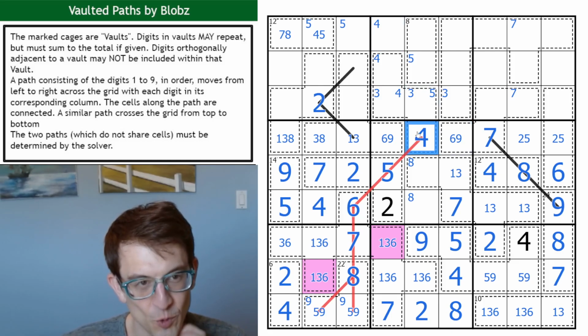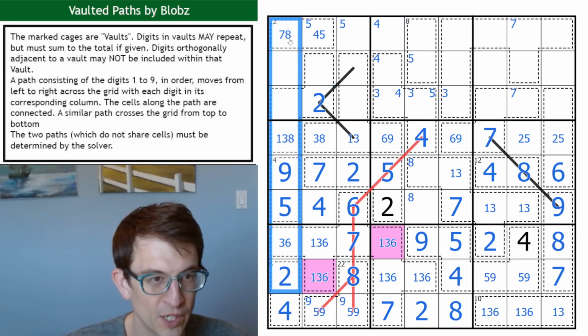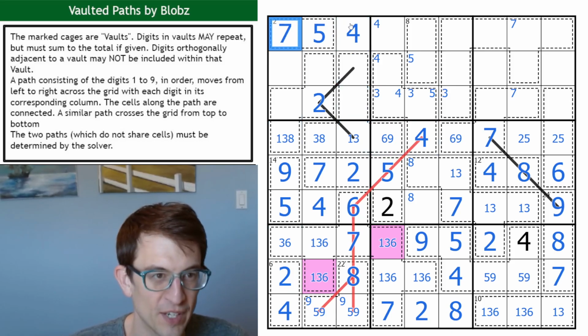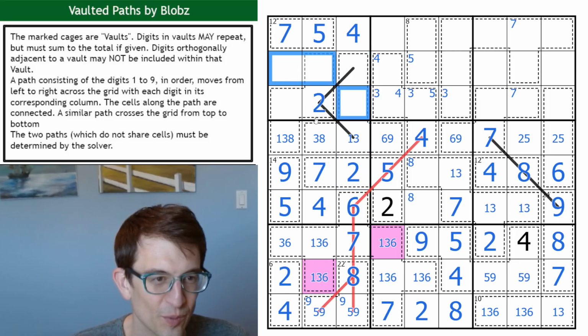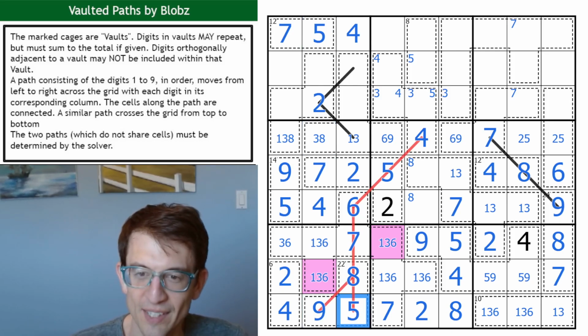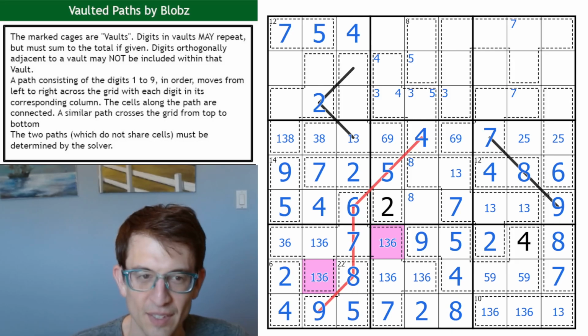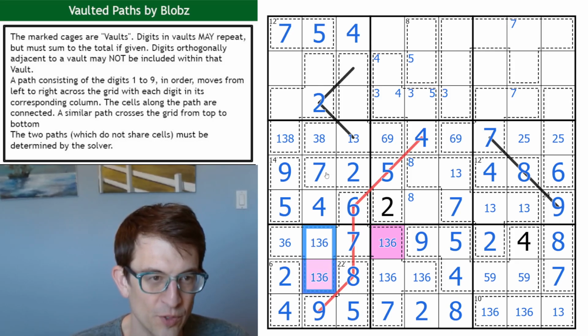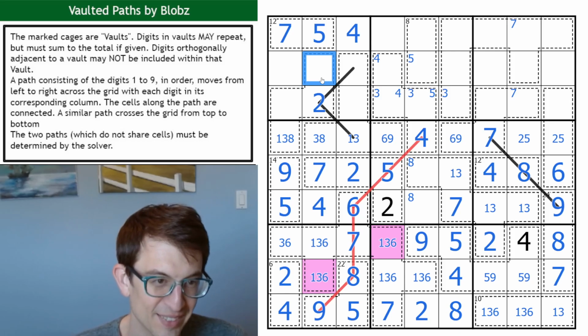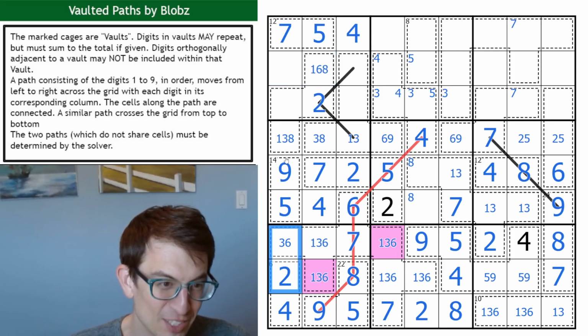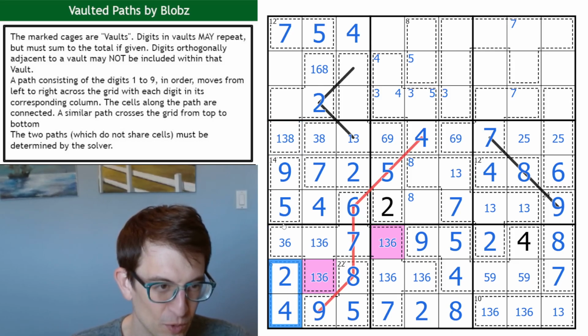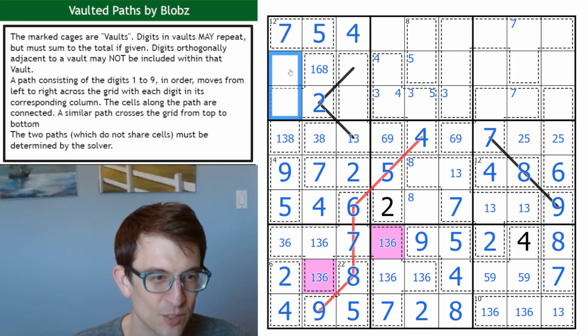Hold on. If this is 4, we said something about 4, 4. 4 can't go in this cage. That's a 4, 5, 7. Much better. 5 points down here, and now we know the line down there. We have 1368. It's not 3 at least. Is this also 1368? That can't be. 2, 4, 5, 7, 9. Wow. Yeah, this is 1368.